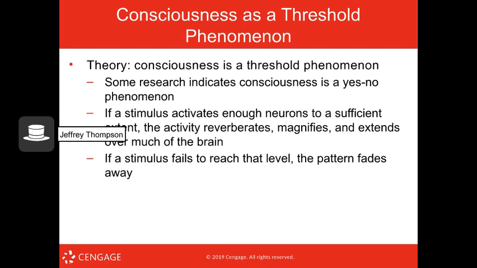So one theory of consciousness is that it is a threshold. In order for something to meet our criteria of awareness, it has to activate enough neurons. If enough neurons are activated, that's going to reverberate throughout the rest of the brain, making us aware of it consciously. If something fails to reach that level, then we're just going to not notice it. It's going to fade away. We might be subconsciously aware of it, but we're not consciously aware of it.